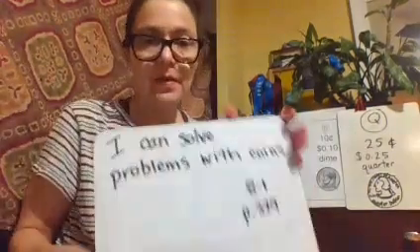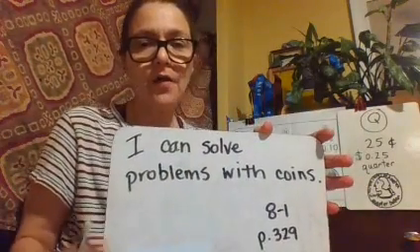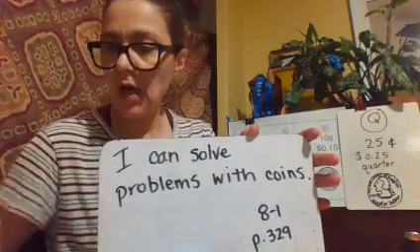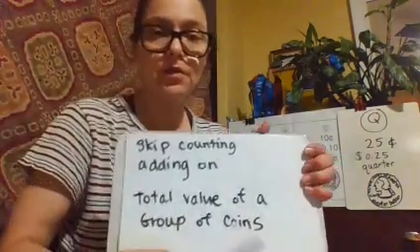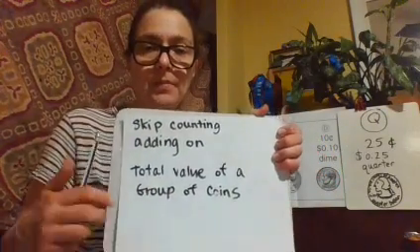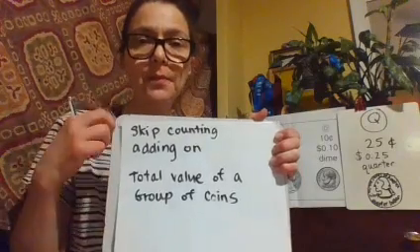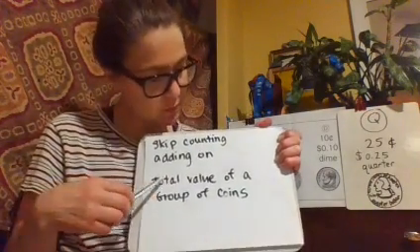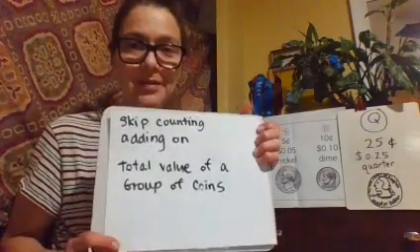Okay, let's read the I can statement one more time. I can solve problems with coins. And you're working on your skip counting, adding on or counting up, and you're counting the total value of a group of coins.